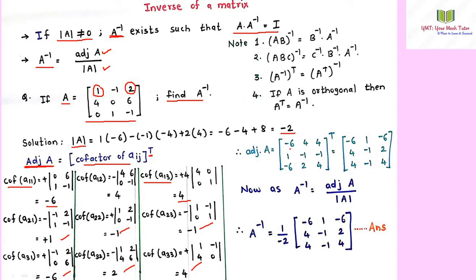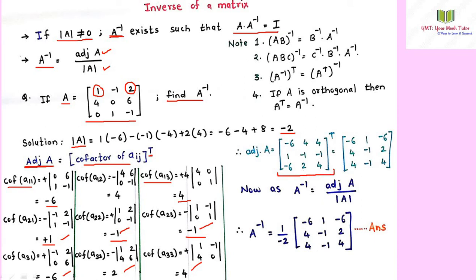Okay, so here I have written the cofactor. This is the first row, minus 6 4 4. Second row is plus 1 minus 1 minus 1. And third row will be minus 6 2 4. Now this is what? This is the cofactor matrix.